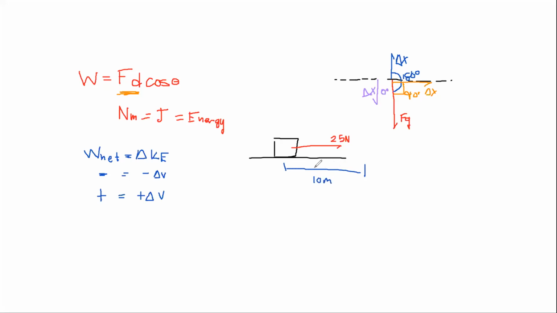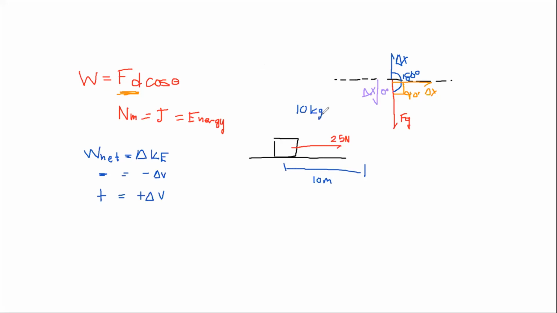So let's just look at this equation. Net work equals change in kinetic energy. I want to know how fast this box is moving after 10 meters of a 25 Newton push. So your initial thought is, I don't know. All right. I will tell you that this is a 10 kilogram box.